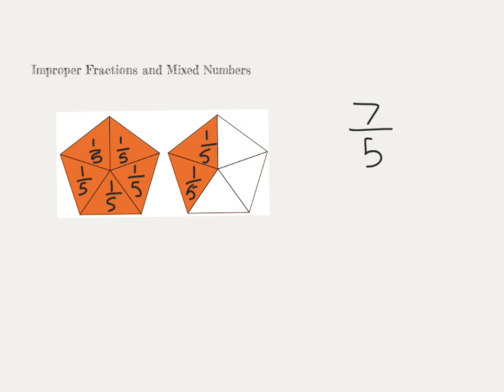Or I can say I have 5/5, which is a whole, and 2/5. What do I have altogether? 1 whole and 2/5. And because we haven't changed the shape, these are the same. So 7/5 is the same as 1 and 2/5.